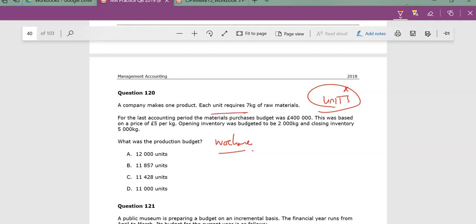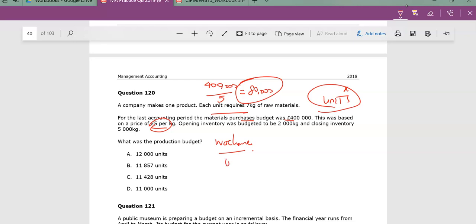It tells us each unit requires 7 kilograms. So here's the thing. It says for the last accounting period, you bought in £400,000 worth of product. That's what you bought in. And this was based on a price of £5 per kilogram. So if you spend 400,000 at £5 per kilogram, that means you bought in 400,000 divided by 5, which is 80,000 kilograms of product.